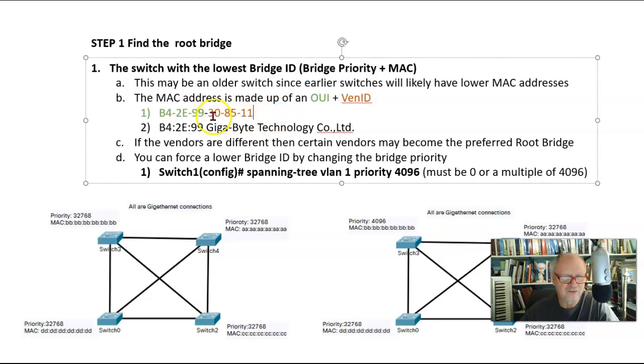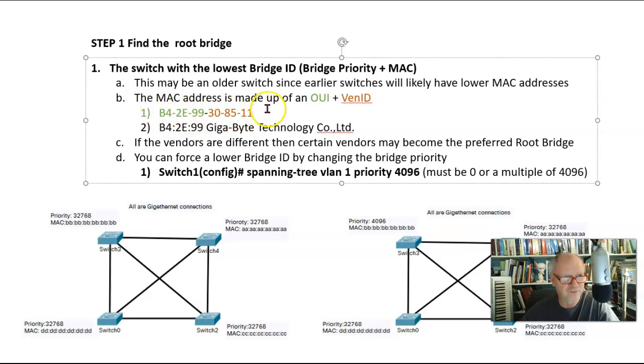card. They usually start with 000001 or something like that, and then increment this one at a time as they manufacture these interface cards. So as long as it's within the same vendor, then this number is going to be lower with the older switches and higher with the newer switches. So unless the vendors are different themselves, these tend to be the older switches.